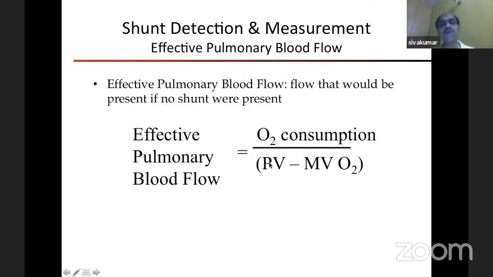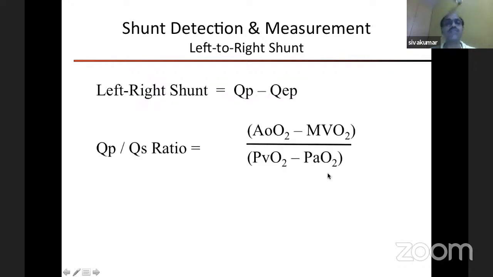Effective pulmonary blood flow is the blood flow that would be present if there is absolutely no shunt at all. That means pulmonary vein oxygen content minus mixed venous oxygen content. Ideally speaking, the entire mixed venous blood should go into the lungs and come out through the pulmonary vein. So QEP is pulmonary vein minus mixed venous oxygen content.